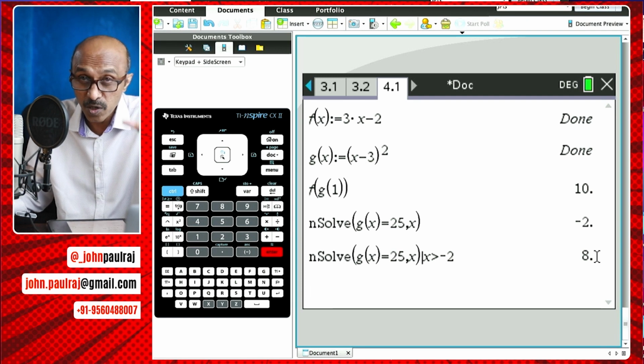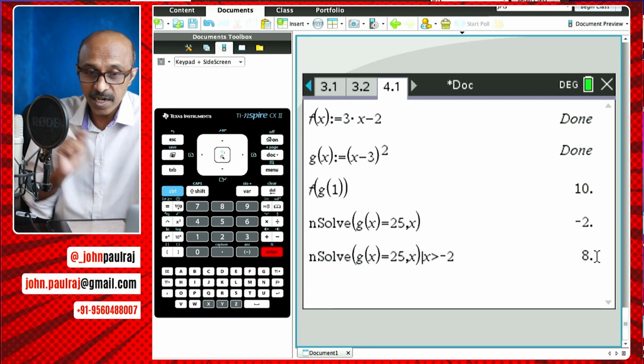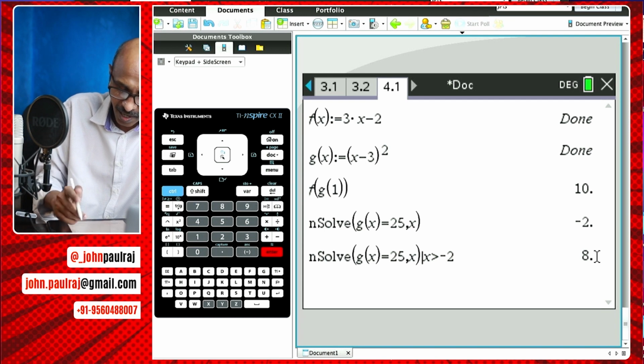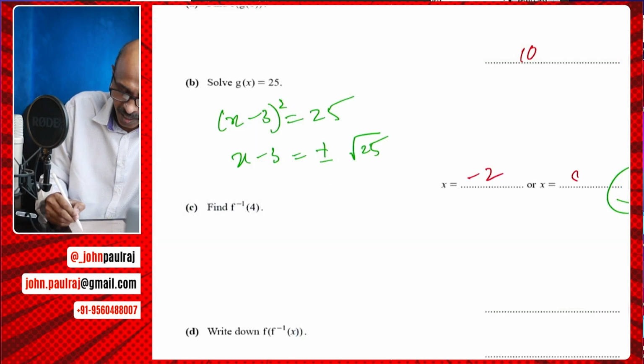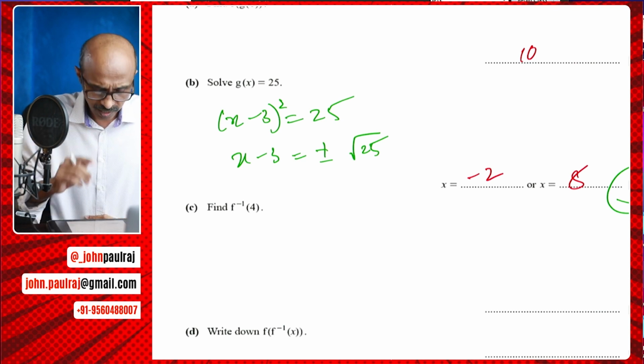So this is called manipulating, or you can edit the same expression again, hit top arrow key and bring it down. And when you come back to your answers, you can see that the second value should be 8. Clear? So be careful on that part.